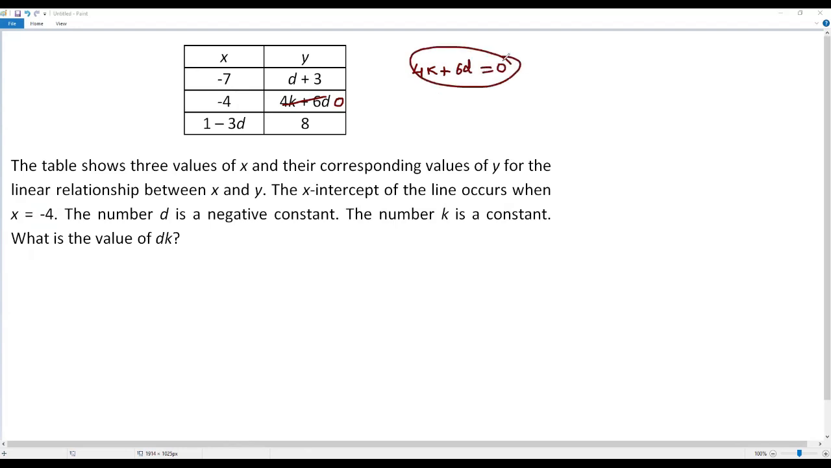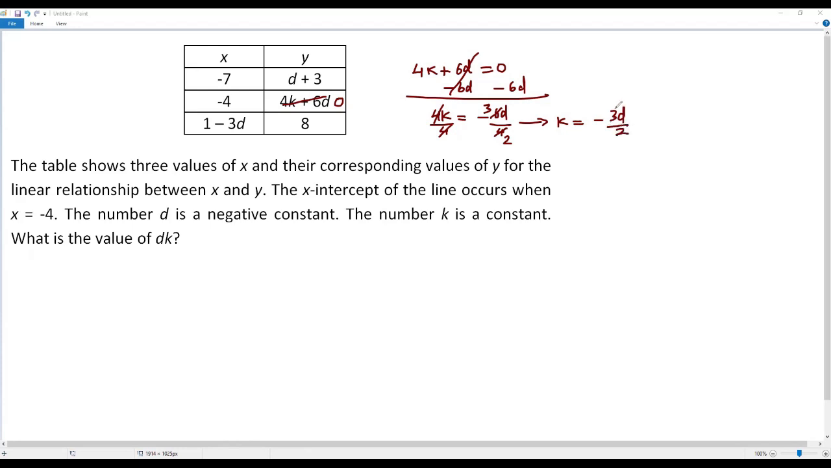Now let's solve for k in this equation. Then we have to subtract 6d from both sides of the equation. Then this positive 6d, negative 6d will cancel out. I am getting 4k equals negative 6d. Let me divide both sides of the equation by 4. Then this 4 will cancel out. Here 2 goes into 4 2 times and 2 goes into 6 3 times. I am getting k equals -3d over 2.